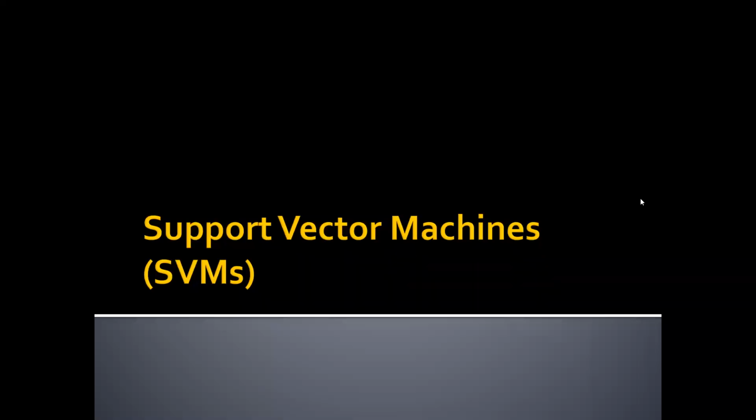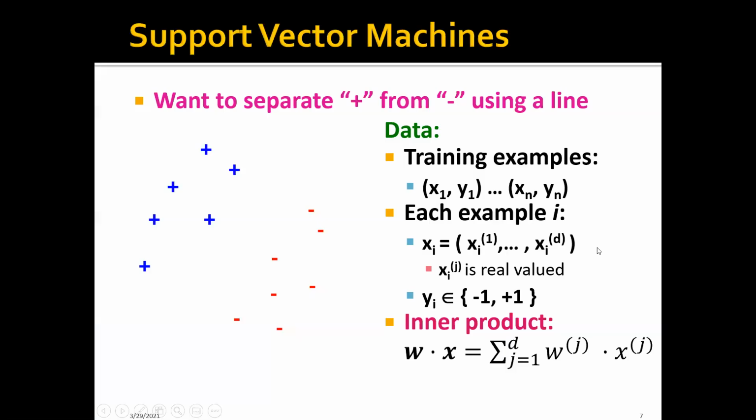In this part, we'll talk about how to learn a linear prediction model using SVM. Remember that in the linear prediction problem, or more specifically, the linear classification problem, we want to separate positive examples from negative examples using a straight line. Basically, we're given some training examples: all the pairs (x1, y1) all the way to (xn, yn).